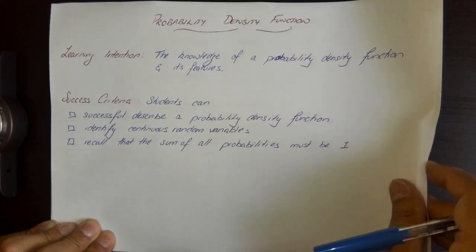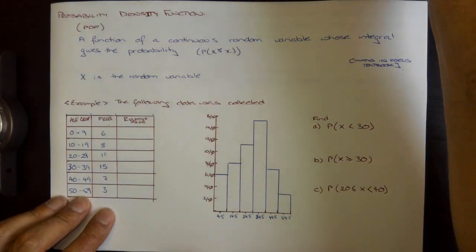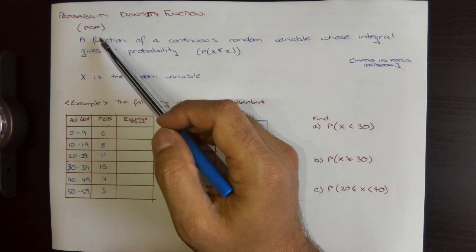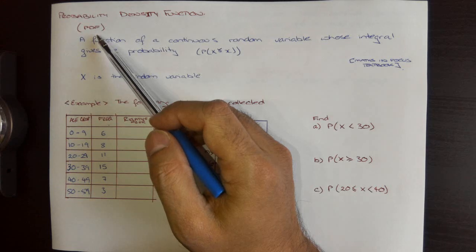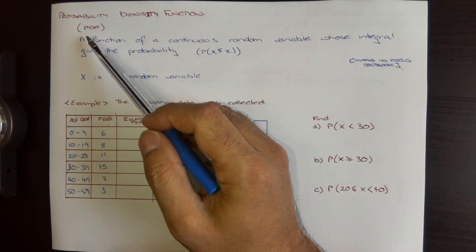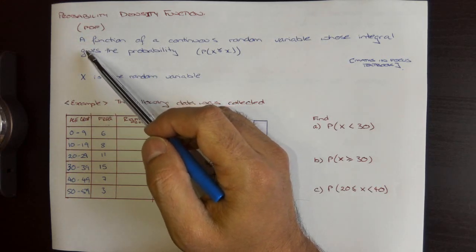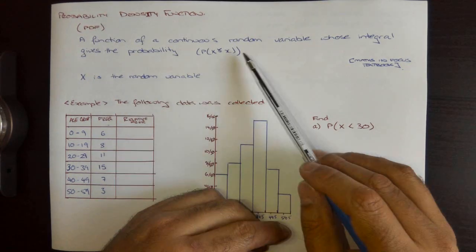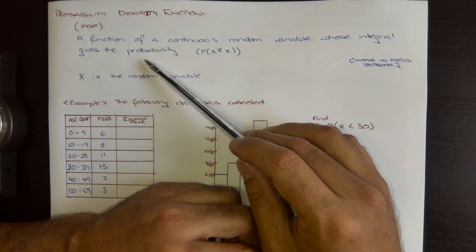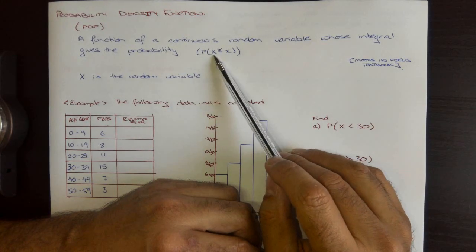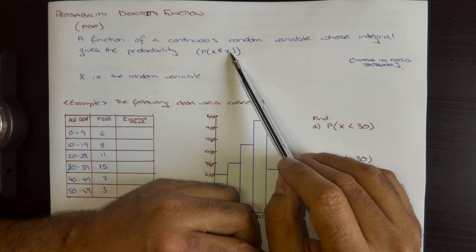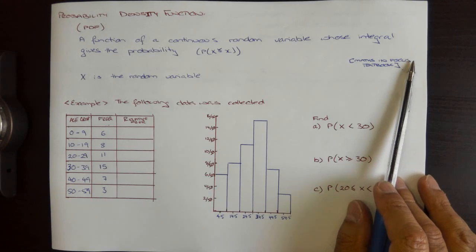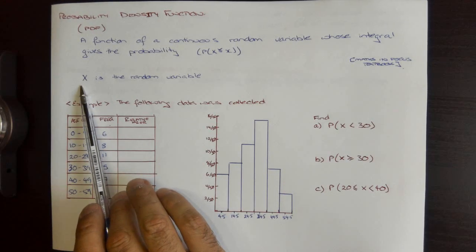So let's start. The probability density function can be shortened, so in some books you might see the word PDF. It's not in our glossary, but it's described as a function of a continuous random variable whose integral gives the probability of P(X ≤ x). That's from our Maths in Focus textbook. Now, capital X is the random variable.